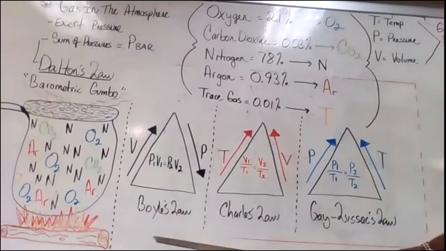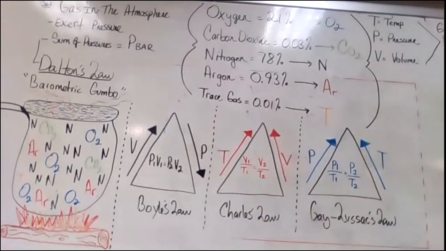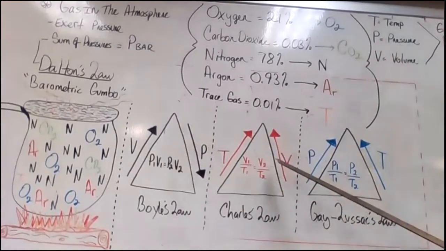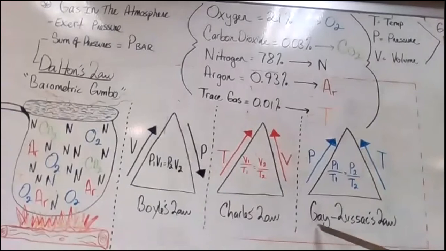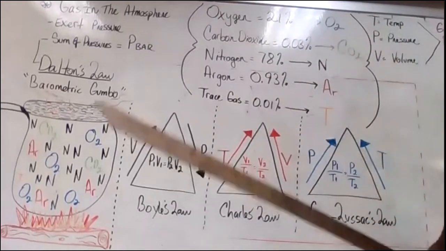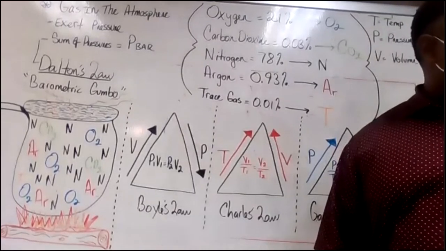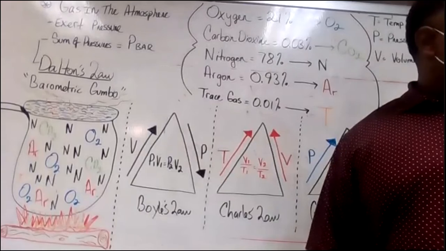Okay, Boyle's law talks about the relationship between volume and pressure. Charles's law talks about the relationship between temperature and volume. And then Gay-Lussac's law talks about the relationship between pressure and temperature. Okay? Remember I said, when that temperature changes, a lot of things can change. That's why we are so gung-ho about you knowing normal body temperature, because if somebody is febrile, things can change.